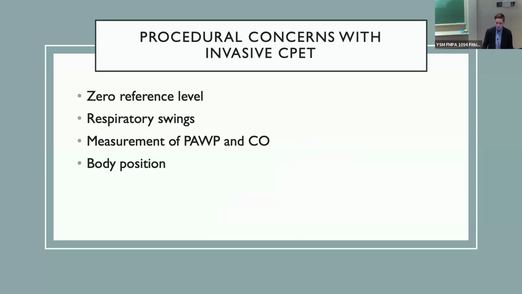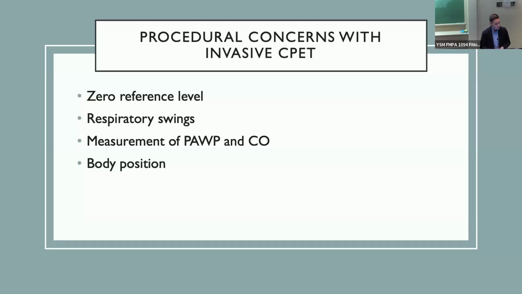I want to touch on a few procedural points with invasive CPET that I think are worth highlighting. One, like with resting catheterization, it's critically important to set a correct zero reference level at the level of the left atrium. In healthy subjects, there are usually negligible respiratory swings, but during exercise, these can become significant, especially in patients who have obstructive airways disease. So in all cases, our practice per the guidelines is to average values over 3 to 4 respiratory cycles.